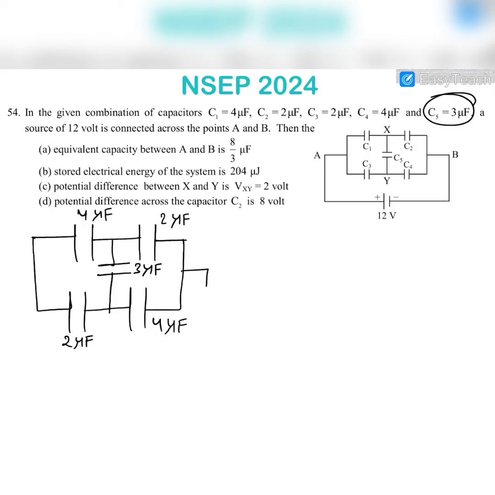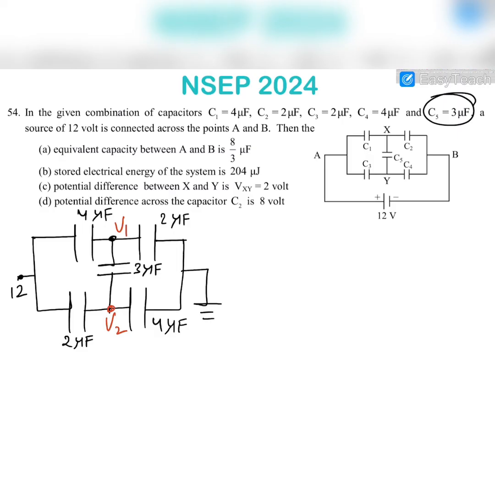So we have to ground this circuit first to apply nodal analysis, and if we ground this terminal, then the potential of this terminal will be 12. Let us suppose that the potential of this node is V1 and the potential of this node is V2. Now we will apply nodal analysis on these two nodes.